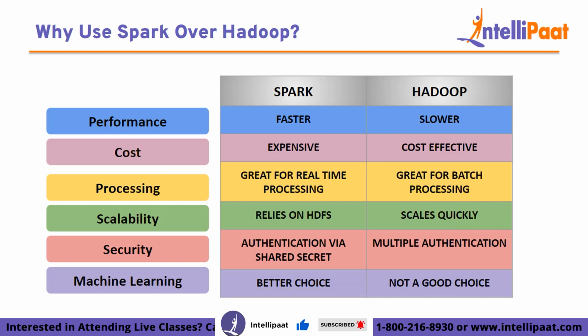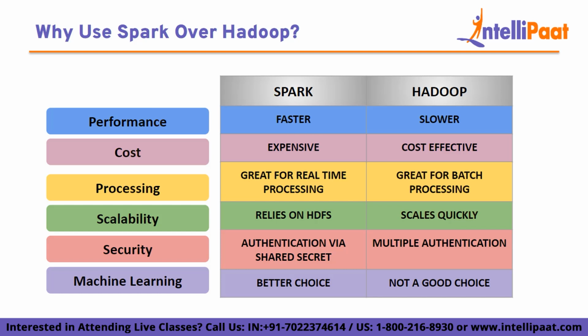Then we have security. Hadoop offers multiple methods for authentication and access control, making it overall more secure. Spark provides authentication via shared secret or event logging, but integrating with Hadoop improves the security further.